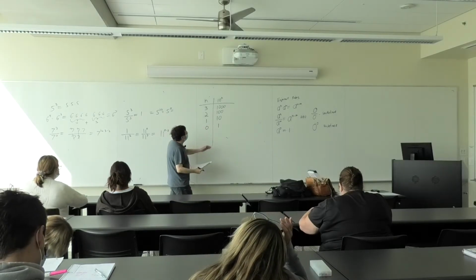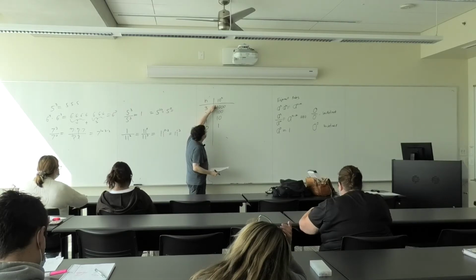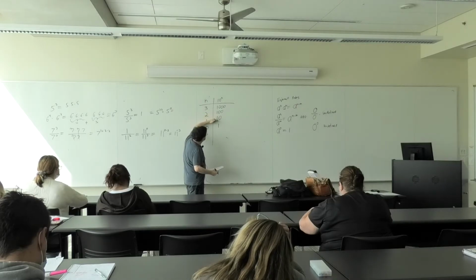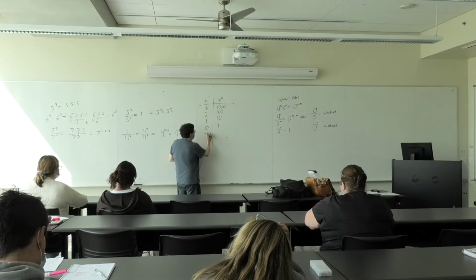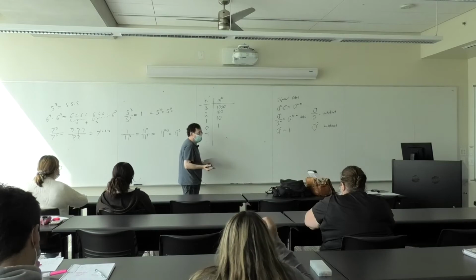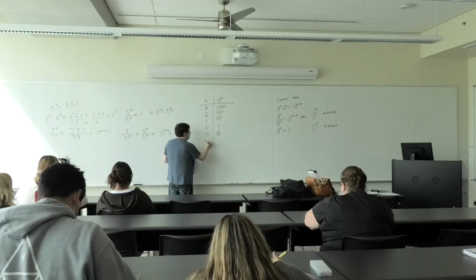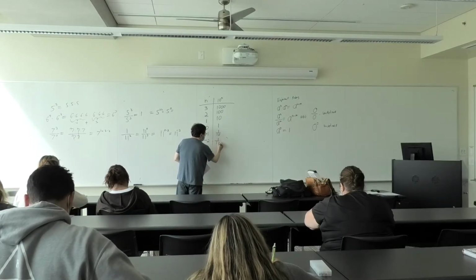Well, what are we doing here each time? Since our base is 10, we just divide by 10, divide by 10, divide by 10. So when we get down here to minus 1, we divide 1 by 10, you get a tenth. You do it again, we get a hundredth.